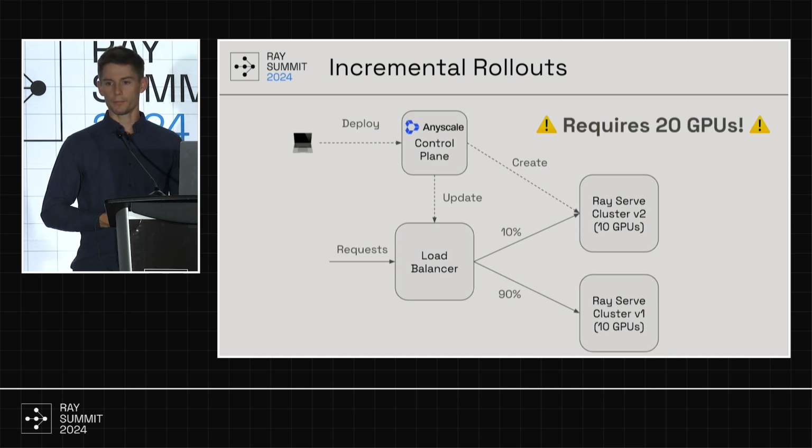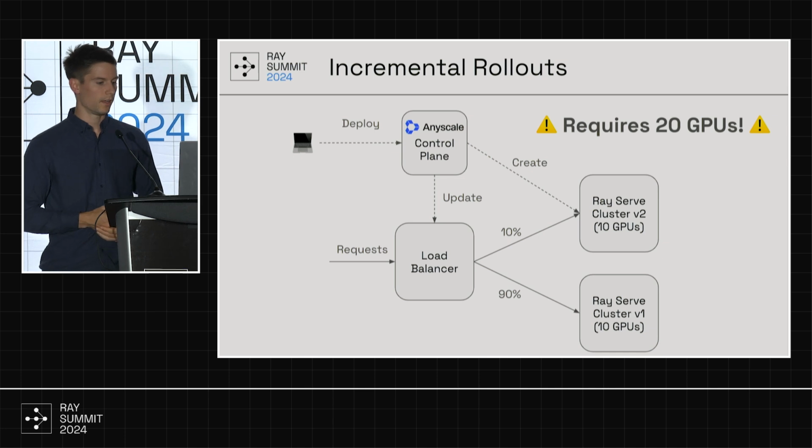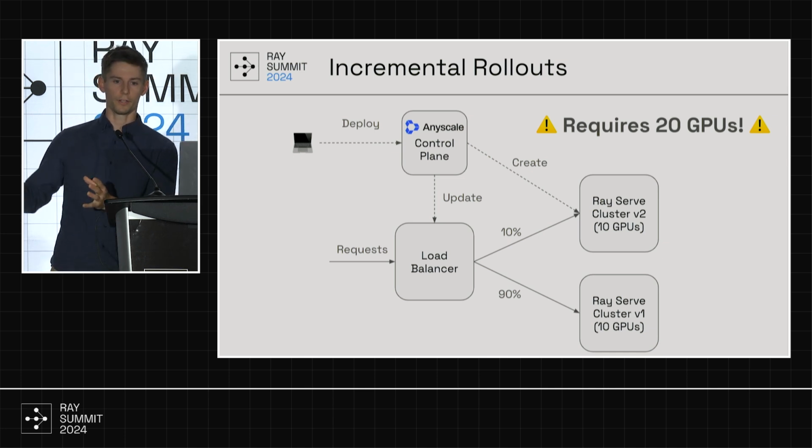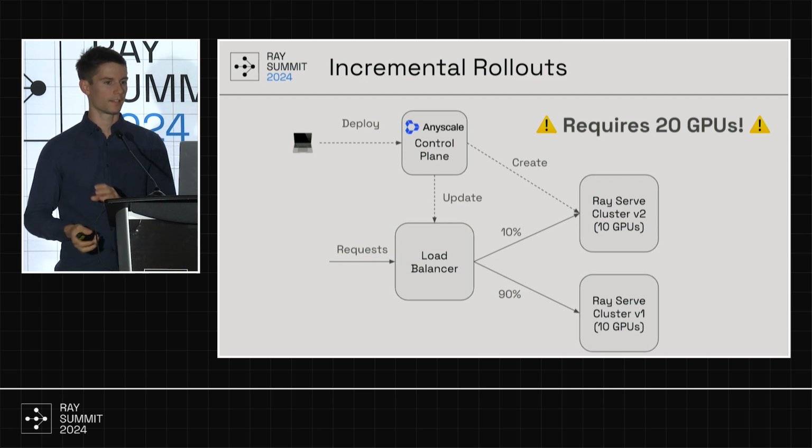But there's a pretty big problem here in this picture, which is that now when you're upgrading your application, this requires 20 GPUs, and you'll notice that only 10% of the traffic is going to the second cluster, so a lot of these GPU resources are probably going to be idle. And this is something that's a little bit of a unique problem for Ray Serve because you can deploy these complex topologies on one cluster. Something like a standard Kubernetes deployment rollout doesn't quite fit into the model.